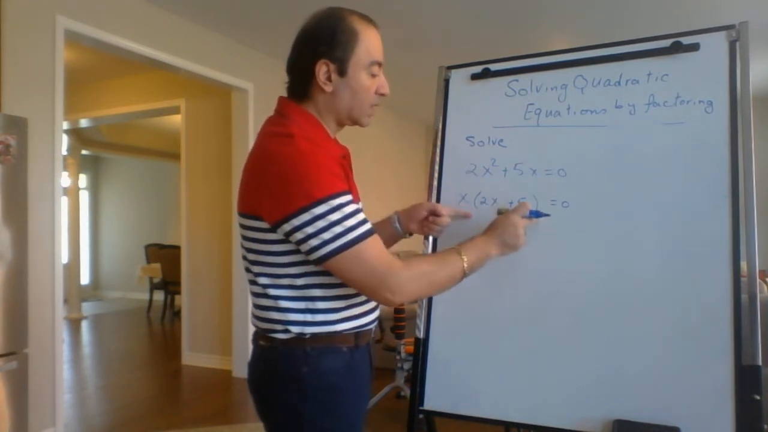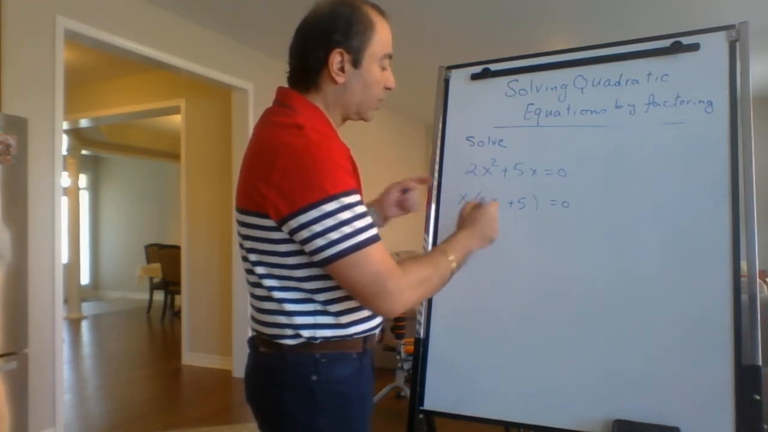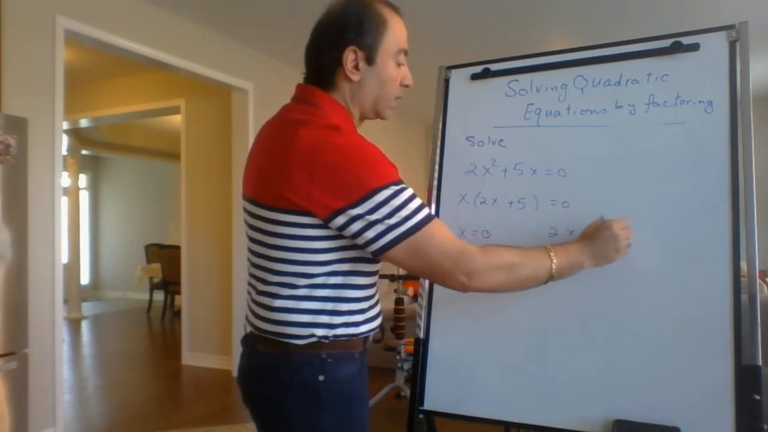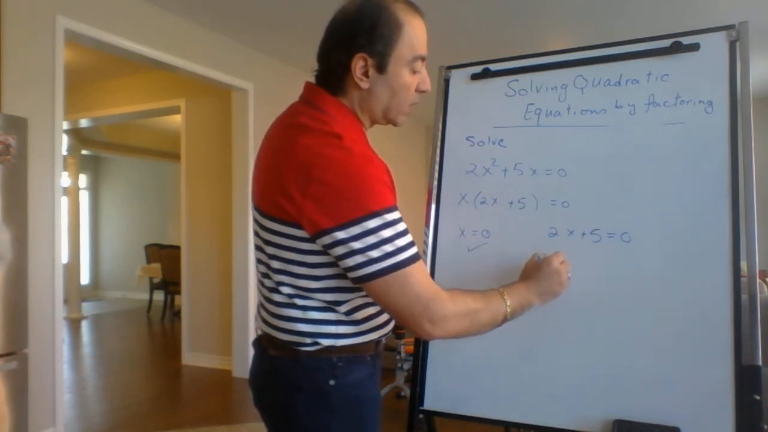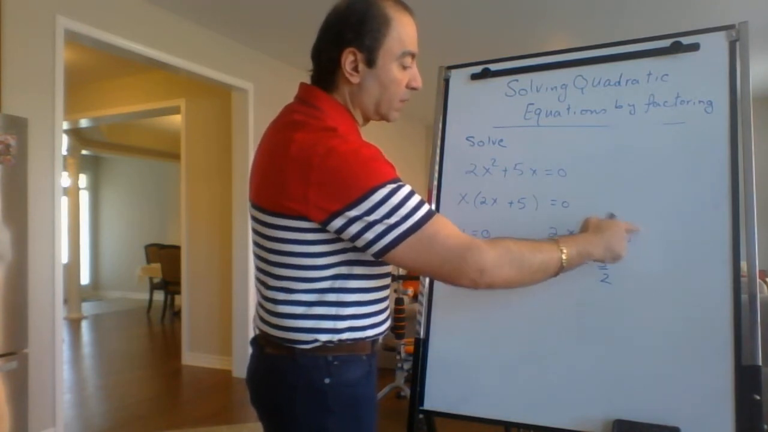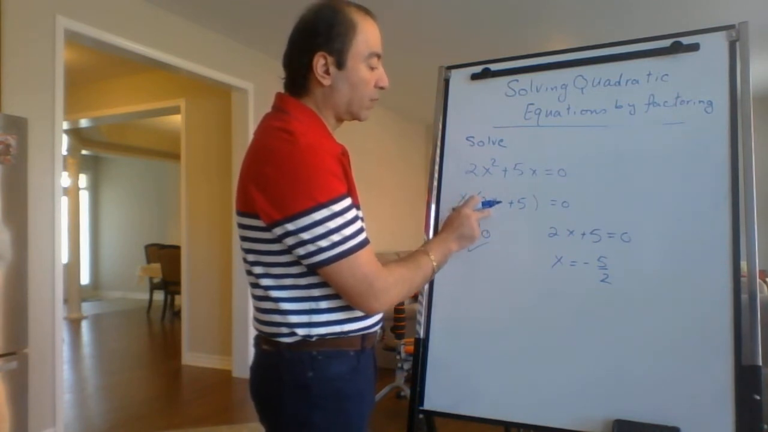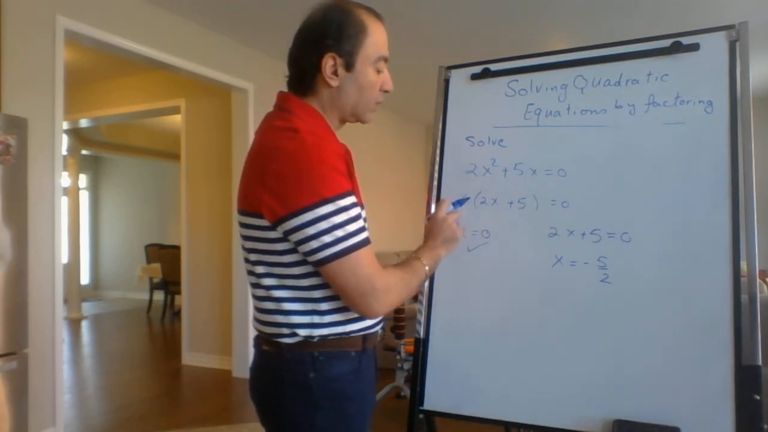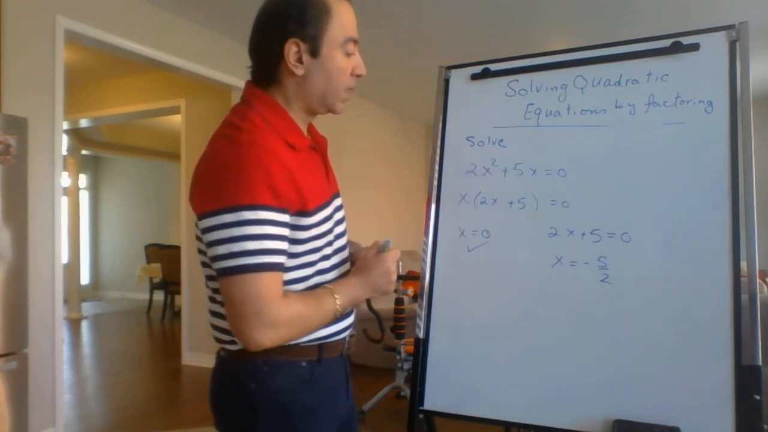Now I have two things multiplied to give us 0, so I need to find the value that will make each term equal 0. Then I will solve. This is solved already. x equals 0 is one of the solutions, and the other one, x equal negative 5 over 2. I send the 5 over, it's negative 5, I divide it by 2, so negative 5 over 2. If you put negative 5 over 2 here, this will be 0, and 0 times anything will be 0. If I put 0 for x, this will be 0, 0 times anything is 0. So this is another example.